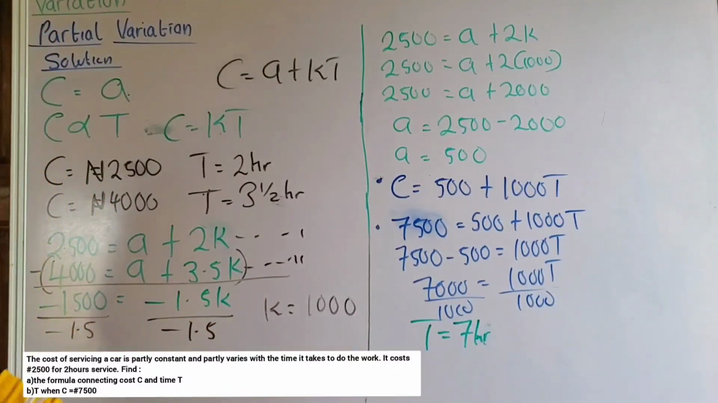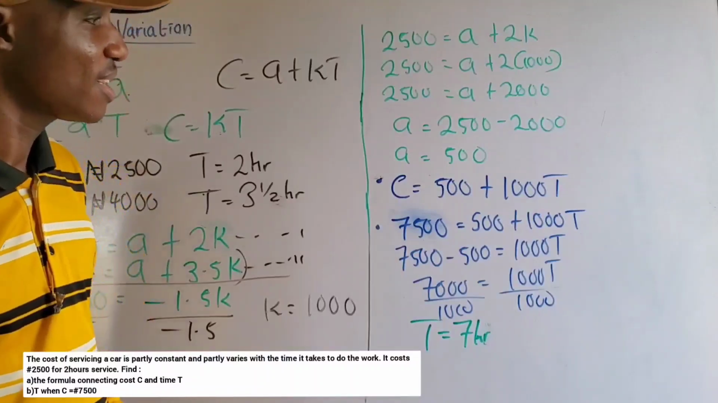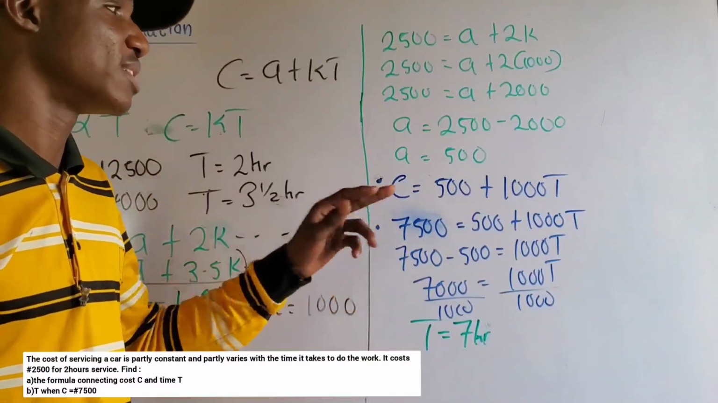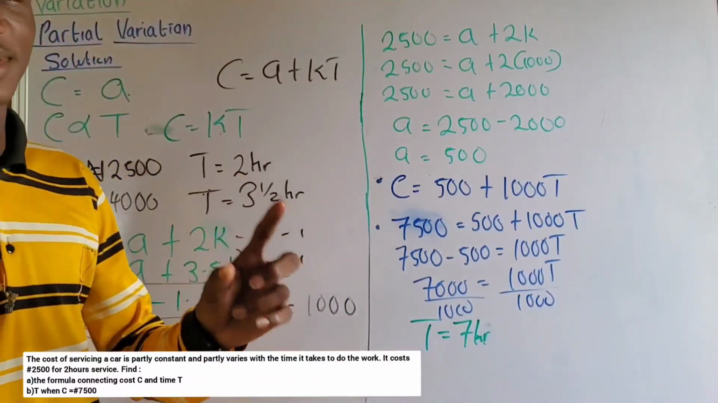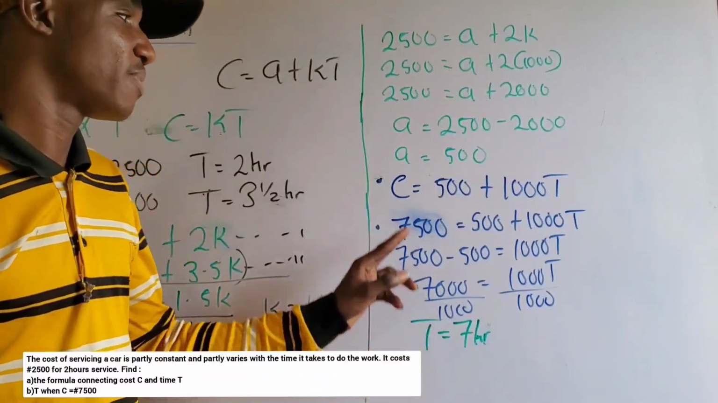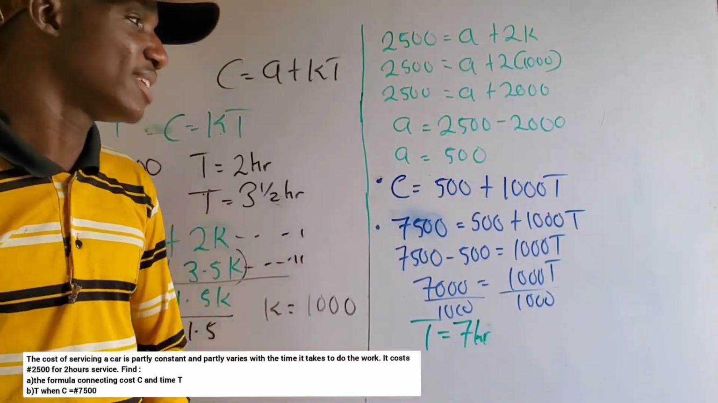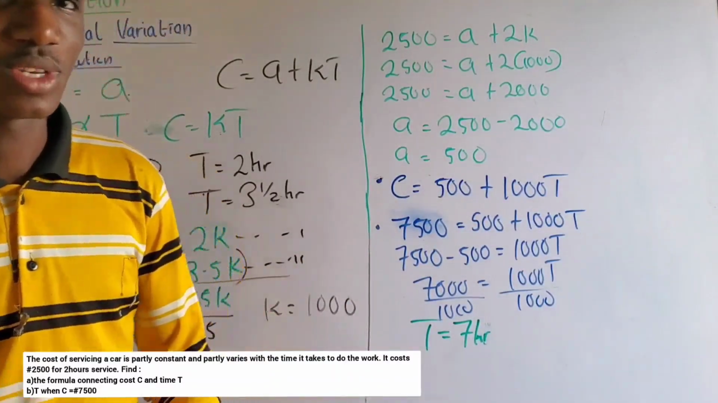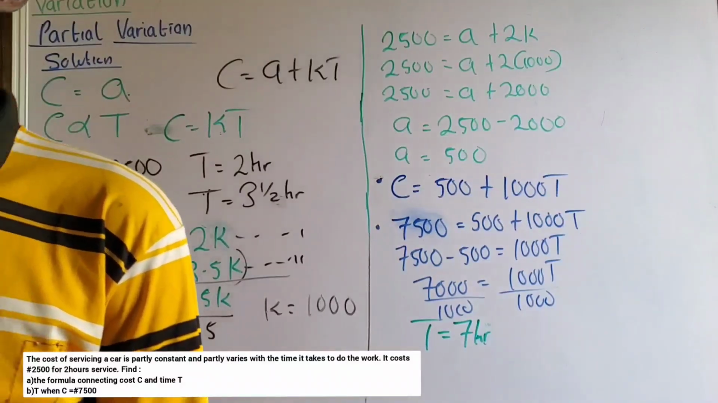Okay. Now, before you go, I want to do something now. I want to find the value of C when T is 3. That's what I'm trying to say. Find the value of the cost when T is 3 hours. Okay, so that's the question. Drop your answers in the comment section.